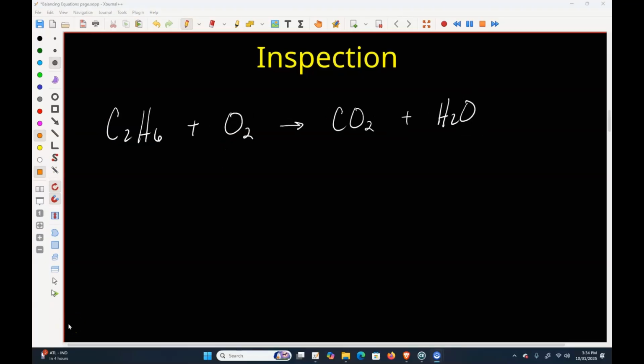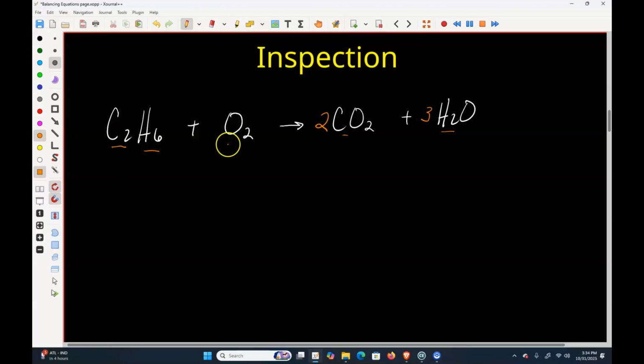Okay, so here I have C's, H's, and O's. I have 2 C's here. I have 1 C here, so let's put a 2 in front. I have 6 H's. Here's 2. 2 times 3 is 6. That will give me 6 hydrogens. So my carbons and hydrogens are now balanced.